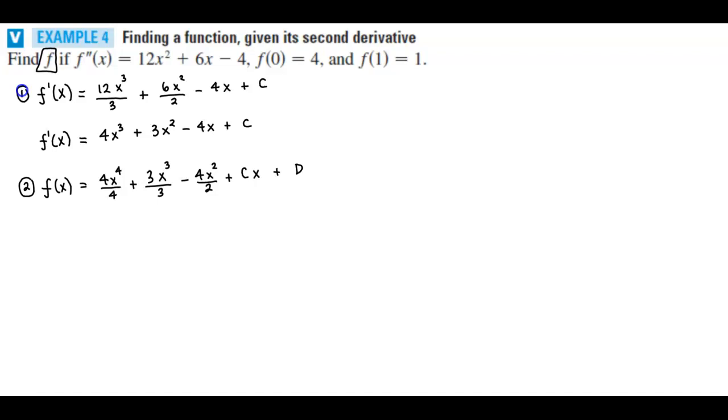Okay, so now let's simplify this just a little further. So we have f of x, which is going to equal x to the 4th plus x cubed minus 2x squared plus cx plus d.